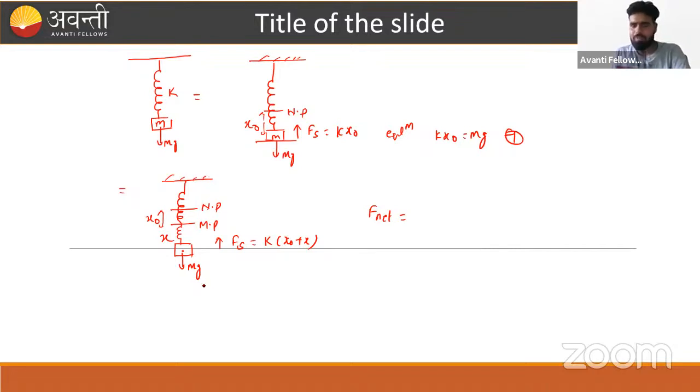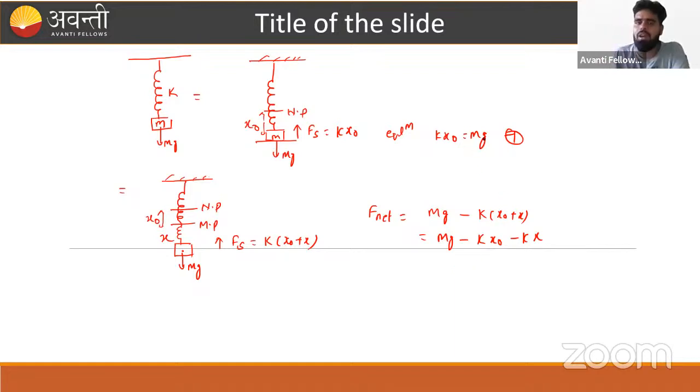If we slightly displace the block in the downward direction and then remove the external impulse, the block will have a tendency to regain its original position. It must move towards its mean position. So what is the net force? That is mg minus the spring force, which is k times x naught plus x. If we solve this, what will we get? mg minus kx naught minus kx.